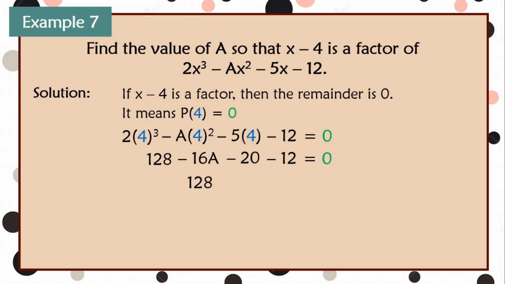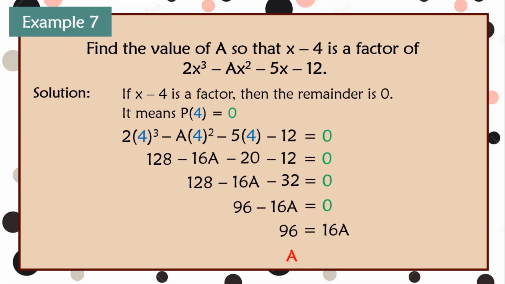So we have 128 minus 16a. Negative 20 minus 12 is negative 32. 128 minus 32 is 96. Minus 16a is equal to 0. Use addition property of equality. So we have 96 is equal to 16a. Use multiplication property of equality. Multiply both sides by the reciprocal of 16, that is 1 over 16. So we have a is equal to 6.